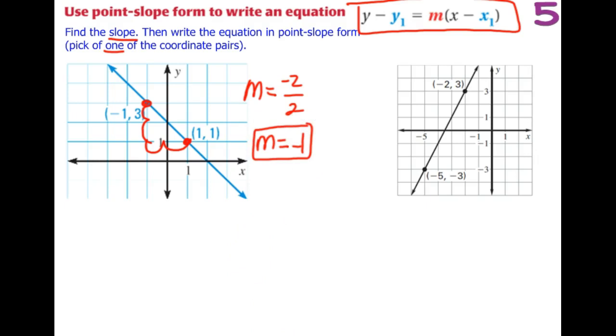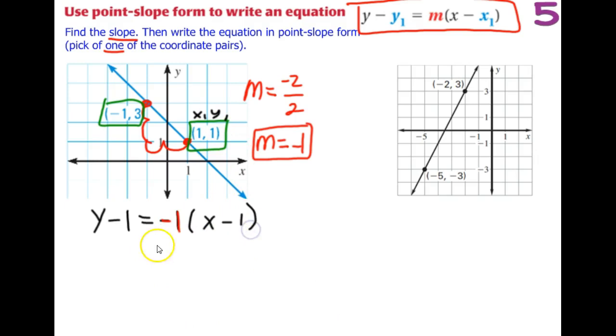And then we can pick which point we want to use. You can use this point or this point. So if we write this, I'm going to use this point first: y minus 1 equals our slope, which is -1, and then in parentheses, x minus x1, which is also 1. Or you can use the other point and do y minus y1, which is 3, equal to our slope, which is -1, and then in parentheses, x minus x1, which is a -1.